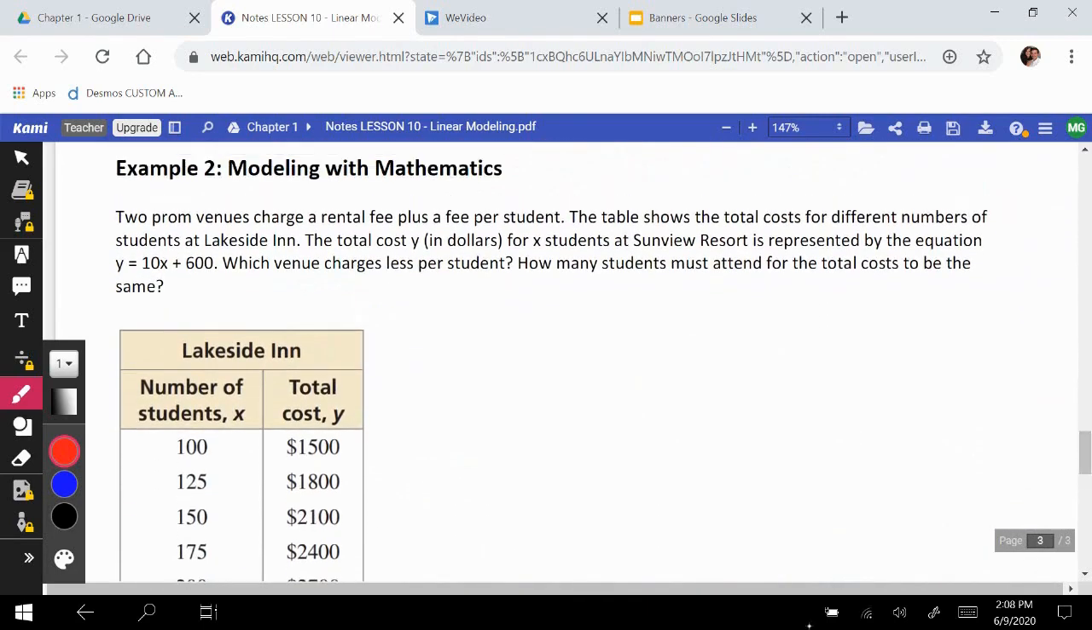Okay, in example 2, we have 2 prom venues that charge a rental fee plus a fee per student. The table shows the cost for different numbers of students at Lakeside Inn. The total cost for X students at Sunview is represented by this equation, 10x plus 600. Which venue charges less per student? When you see that word per, I'm instantly thinking slope. How many students must attend for the total cost to be the same?